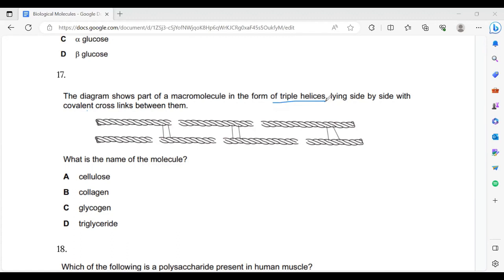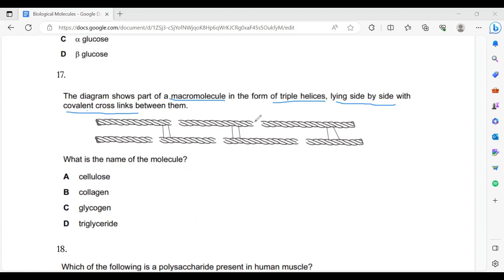One of the keywords is triple helix. Another is that it's a macromolecule. They're lying side by side and they have covalent cross links between them. So these four are your keywords which will help you identify what molecule this is. For this, you will also have to study the features or characteristics of all the macromolecules. And if you remember properly, then triple helixes are present in collagen molecules.